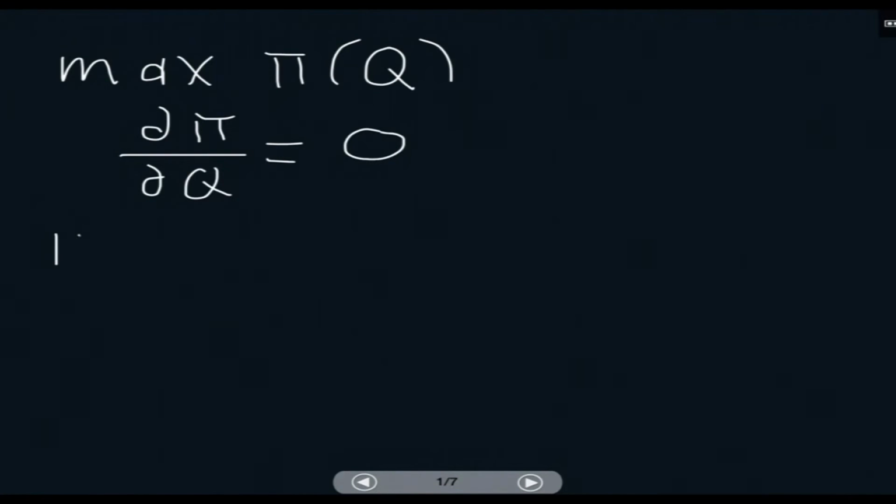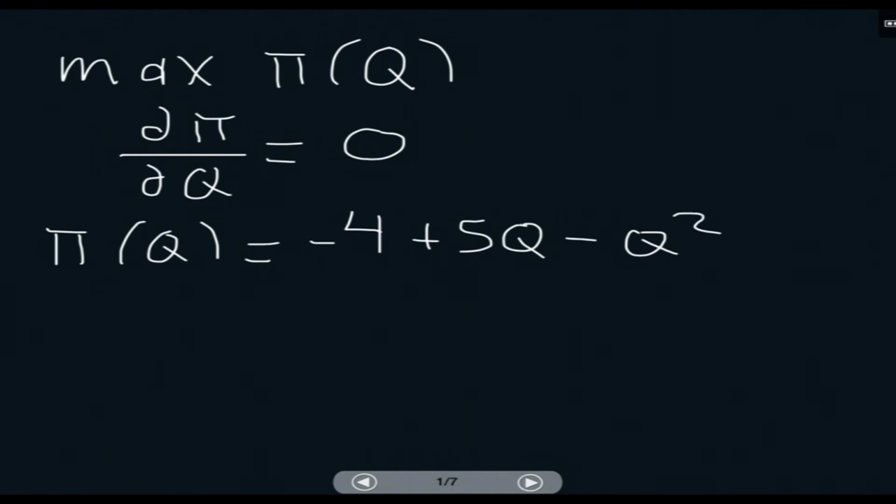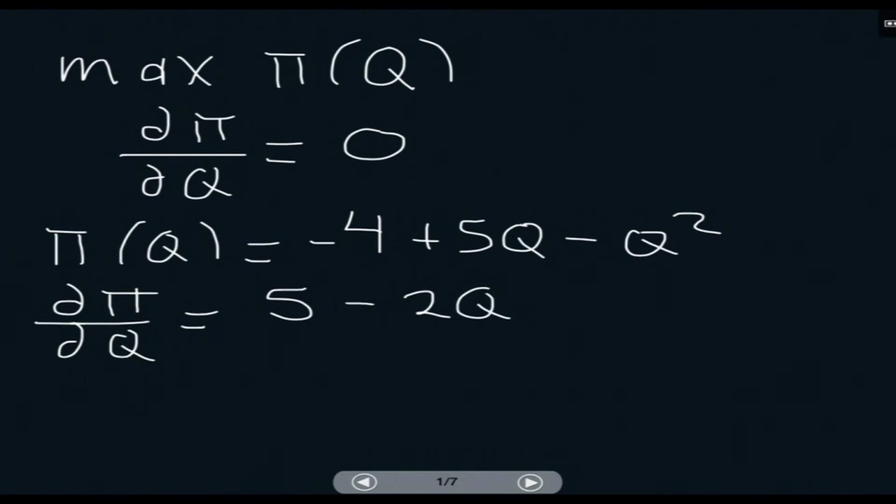So we know that our profit function equals negative 4 plus 5q minus q squared. Taking the derivative of that profit function with respect to q, the derivative of negative 4 is just 0 because it's a constant. The derivative of 5q is just 5. And the derivative of the last term will be negative 2q because we're dropping the exponent down to the front and decreasing the exponent by 1.